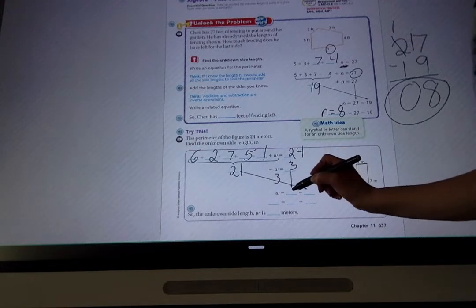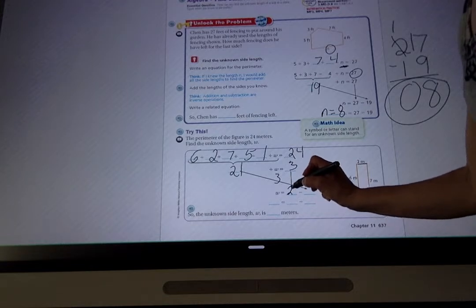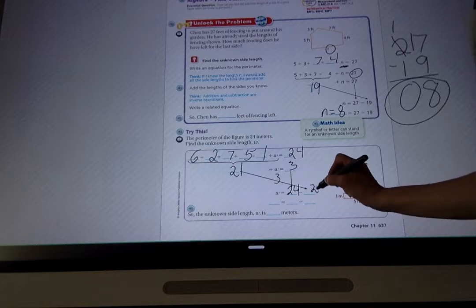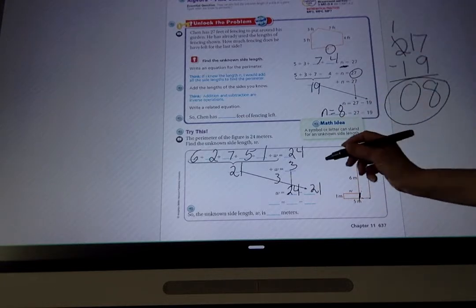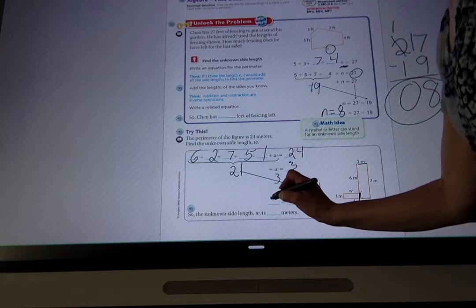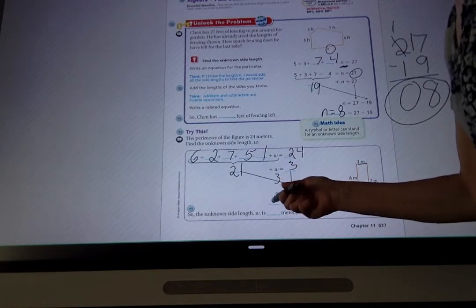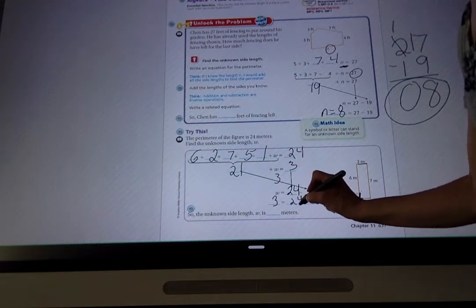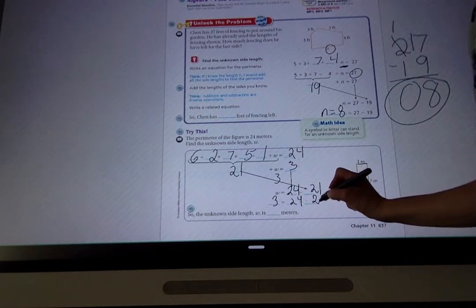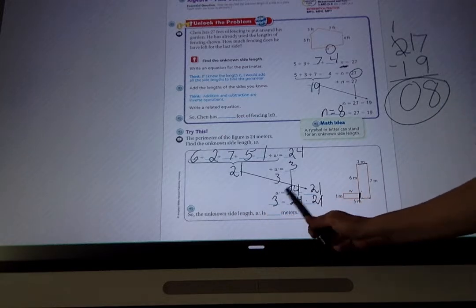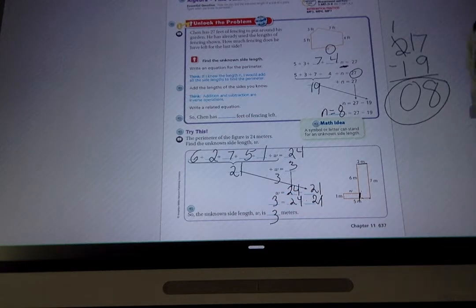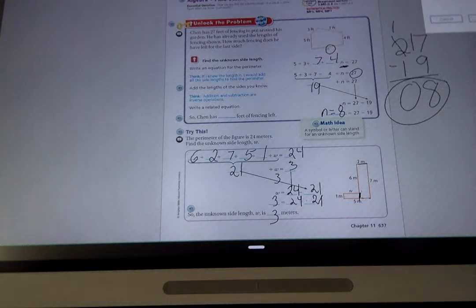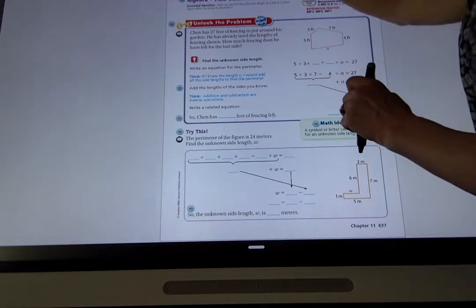Now we could say 24 take away 21 is going to give us our answer. So 3 is equal to 24 take away 21. So the unknown side length W is 3 meters. Okay, let's take a look at our next page.